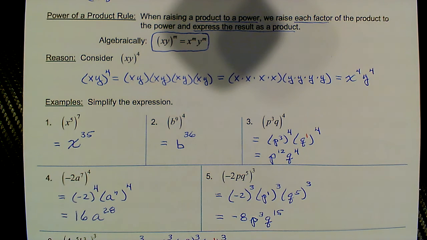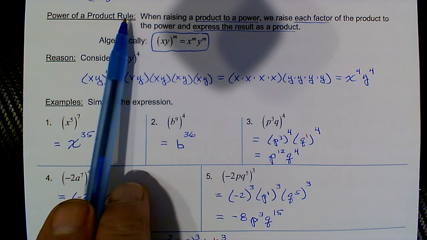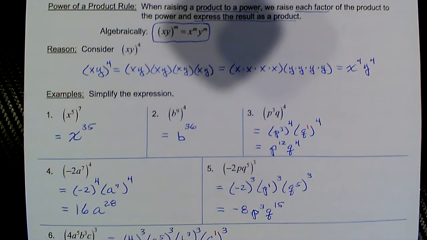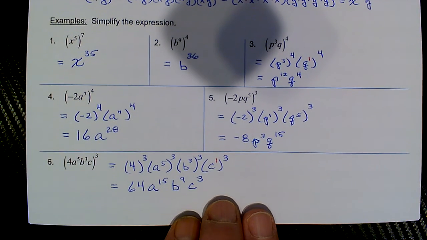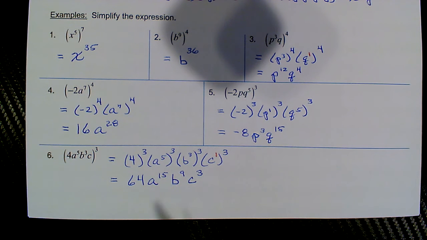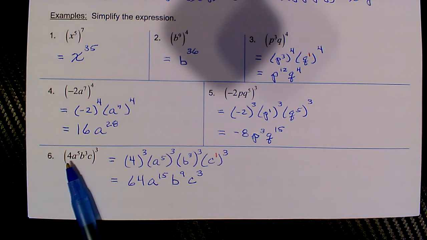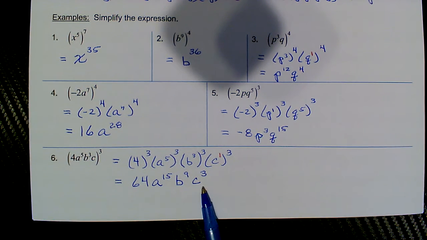Hello everyone, this is part 2 of homework 17, Exponents, and last time we left off with the power of a product rule, where we saw that when we have a product raised to a power, we raise each factor to that power and keep it as a product. So we saw a series of examples, and the best one to look at is probably the last one, which is an extension of the rule and shows how if we have a quantity in parentheses that is a product, we raise each factor to that power and keep it as a product.